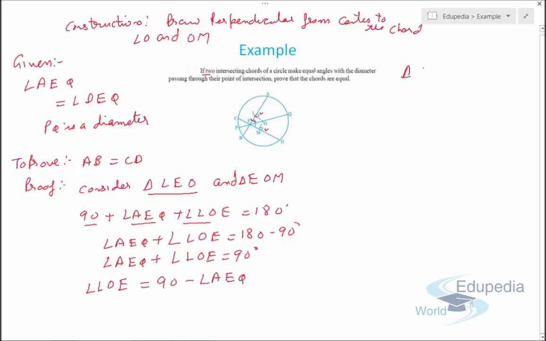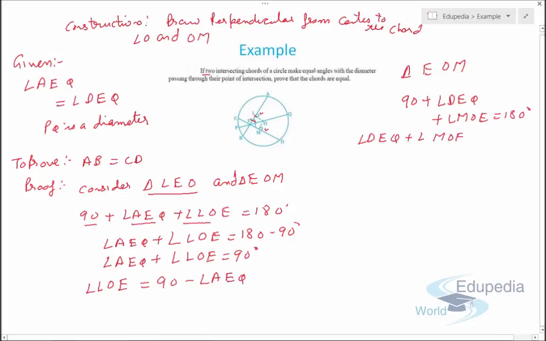Now again consider triangle EOM. Same here, the angle sum property says that 90 plus angle DEQ plus angle MOE is 180 degrees. So similarly, angle DEQ plus angle MOE is 180 minus 90, which is 90 degrees. So angle MOE equals 90 minus angle DEQ, right? Now it's given that angle AEQ and angle DEQ are equal, so angle MOE is also equal to 90 minus angle AEQ. Why? Because it's given angle AEQ equals angle DEQ, so we can put AEQ instead of angle DEQ. So let's say this is first and this is 2.